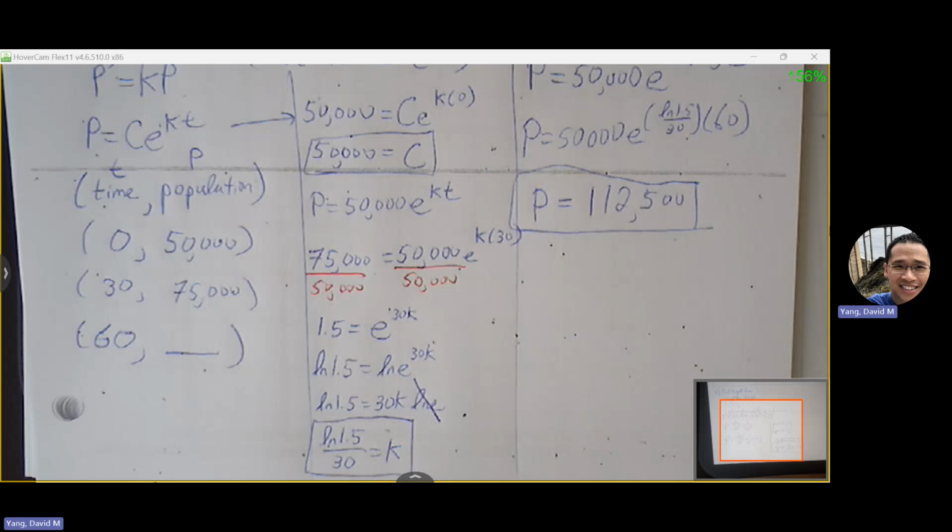Okay, that's basically it. There's really not much to this section here. We're just working with y equals c e to the kt. We're taking a bunch of ordered pairs, solving for c, solving for k, and then using our final formula to make our final approximation.